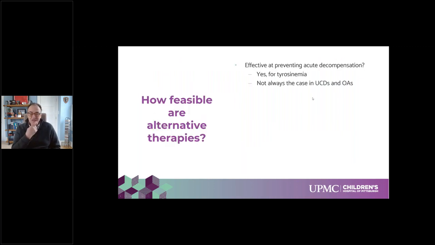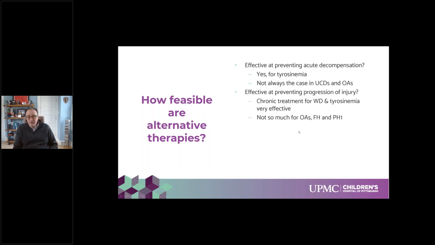So how feasible are these alternatives? Well, they can be very effective. As we mentioned, for tyrosinemia, it really is rarely an indication for liver transplant now. But those treatments are not always effective in the cases of the urea cycle disorders and the organic acidemias with progressive neurological injury in spite of optimal management. They may be effective in preventing the progression of injury. So chronic treatment of Wilson disease is very effective, but again, not so much so in some of the other conditions. I should remove the primary hyperoxaluria because of the new treatments that are available.